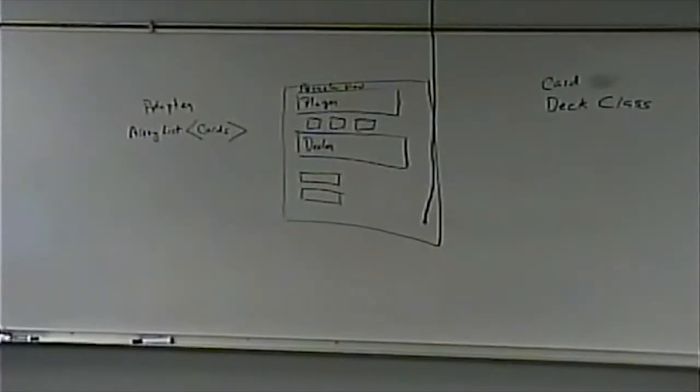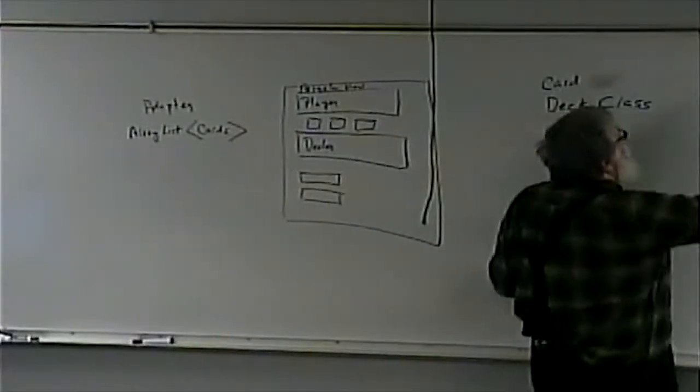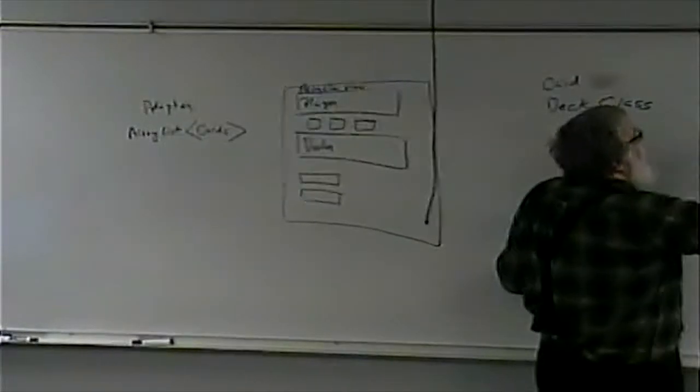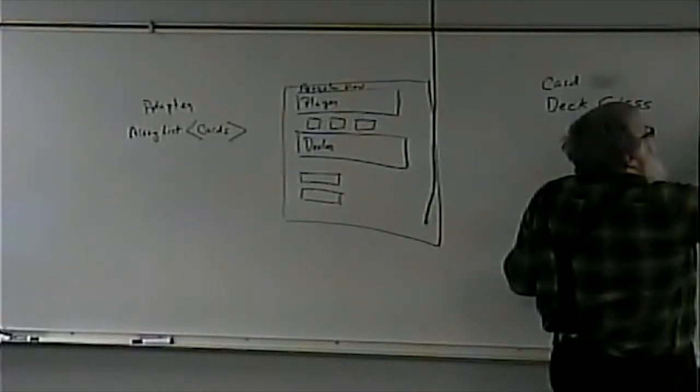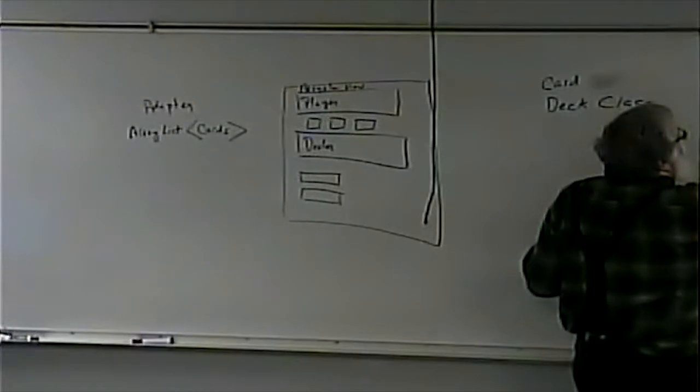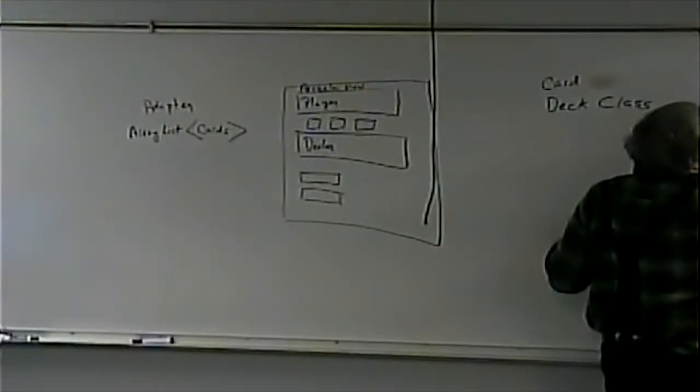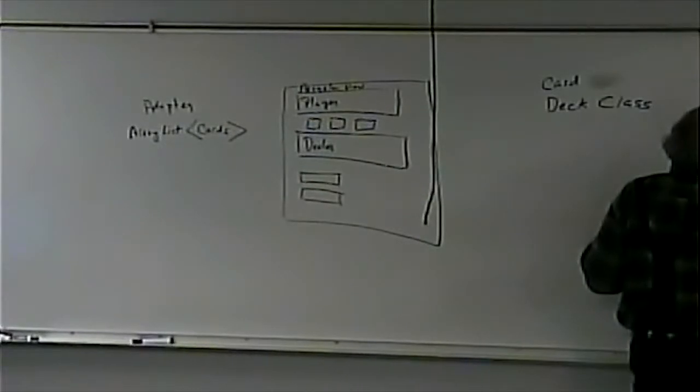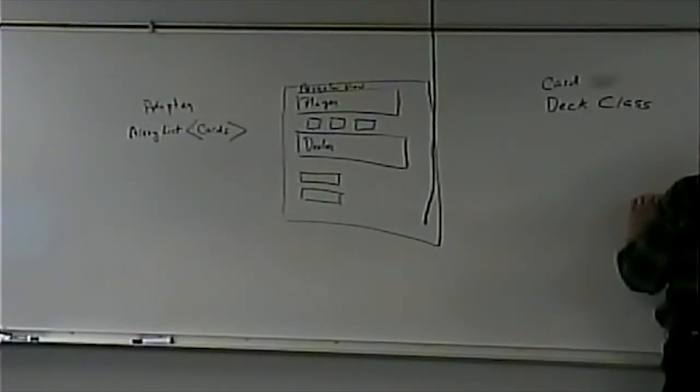So I'm going to put over on the far side of the board stuff that we know we have to have, but we're not sure where we're going to put it. And then we can figure out some places where we're going to put it. Right? So one thing that we're going to need is two array lists of cards. One for the player and one for the dealer.